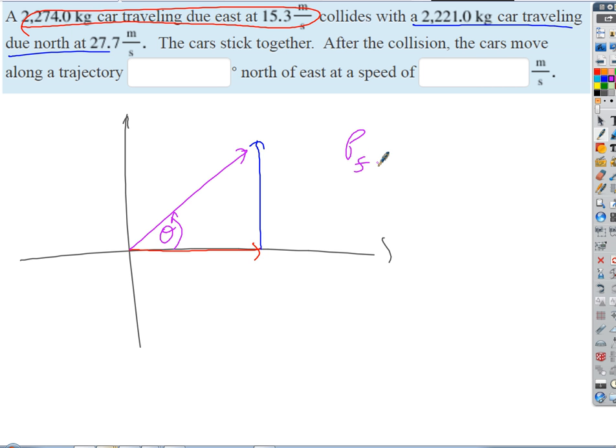P final, right? Well, that's equal to our combined mass, right? So the combined mass would be M1 plus M2 times V final, right? Because they're stuck together. Now we've got this purple car instead of one red and one blue. And so if we divide the magnitude of that vector by the total mass, that should give us the velocity of that large object we created by joining these 2 cars.